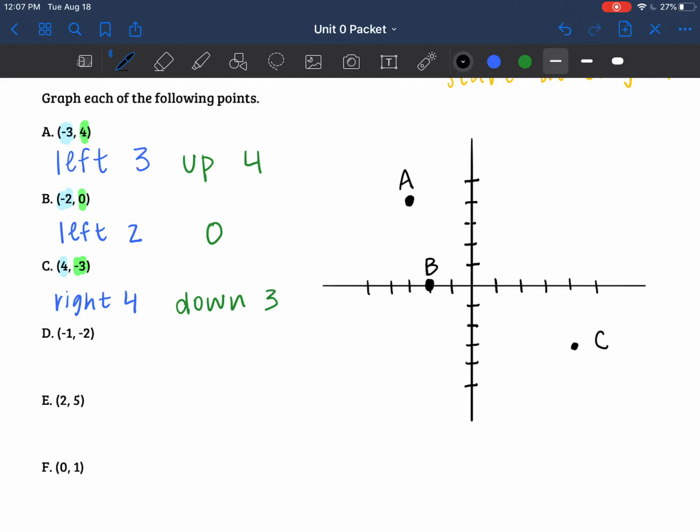So I want you to pause your video and try D, E, and F on your own. I would suggest writing down which way you think you go, because if that's where the mistake is, and not with how you count it on your graph, it'll be easier for us to help you answer questions. So point D said -1, -2. So we should have gone to the left 1 and down 2. So that point D, check your work, would be right here.